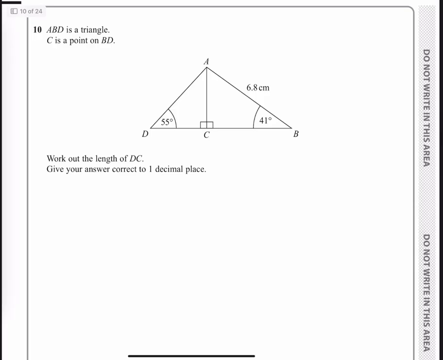ABD is a triangle, C is a point on BD. Work out the length of DC, okay.